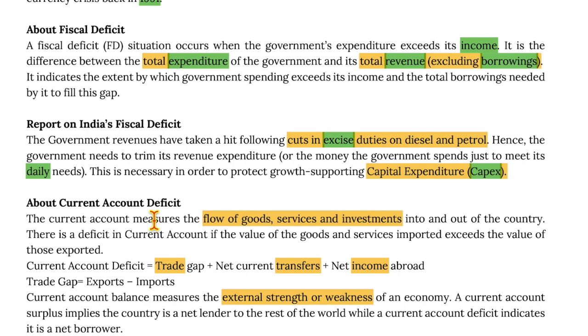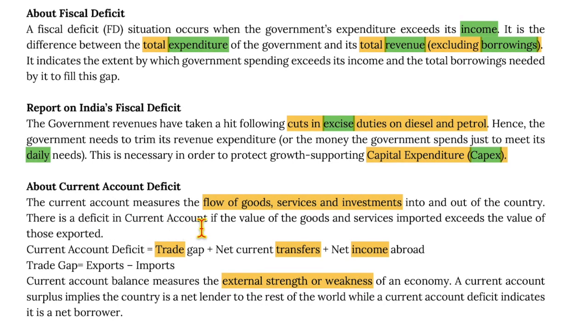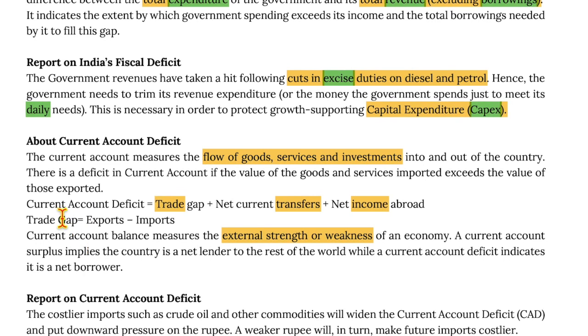Now, about the current account deficit. The current account measures the flow of goods, services, and investment in and out of the country. There is a deficit in current account if the value of the goods and services imported exceeds the value of those exported. Now, the current account deficit is equal to trade gap plus net current transfers plus net income abroad, whereas trade gap is equal to exports minus the imports.